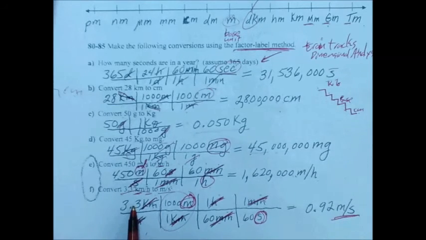I multiply everything across the top, 3.3 times 1,000. Then I'm going to divide by 60, and then I'm also going to divide by 60 again. So multiply everything on top, divide, divide, divide, divide on the bottom. No multiplying on the bottom. Multiply only things on top, divide on the bottom.